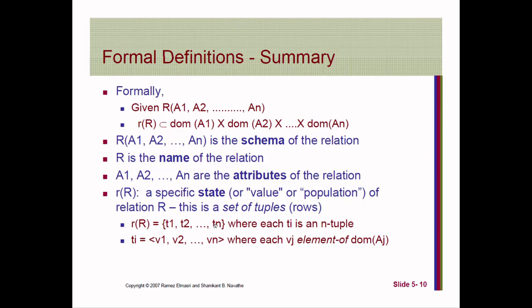Summary of the formal definitions. This is the relation schema. Capital R is the name of the relation, and in parentheses we have the attributes of the relation. The small r represents state. So the state of the relation capital R is a subset of the Cartesian product of the domains of its attributes, as we just saw in the definition.